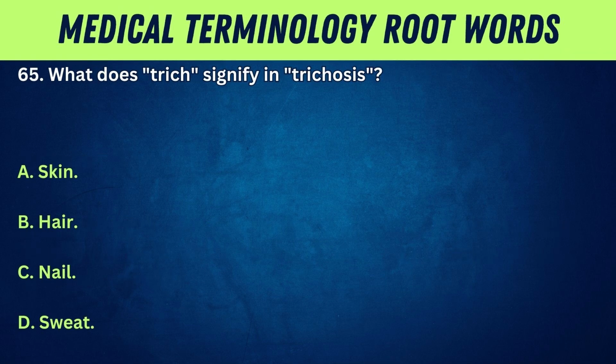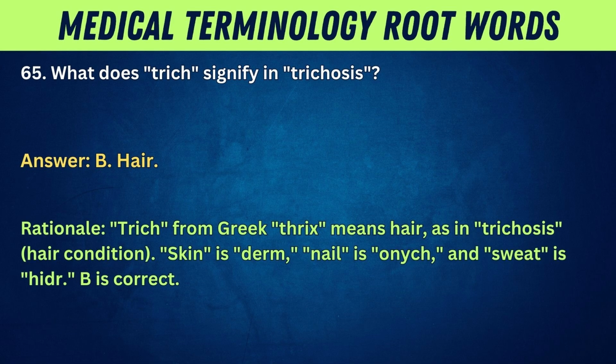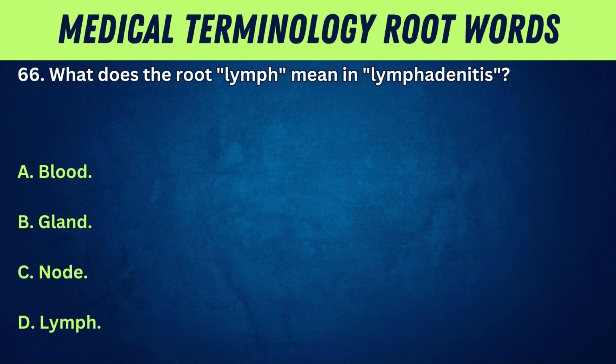65. What does trich signify in trichosis? A. Skin. B. Hair. C. Nail. D. Sweat. Answer. B. Hair. Rationale. Trich from Greek thrix means hair, as in trichosis, hair condition. Skin is derm, nail is onyx, and sweat is hydr. B is correct.